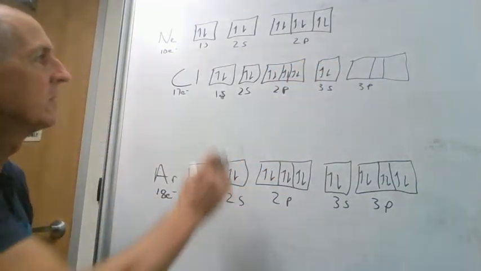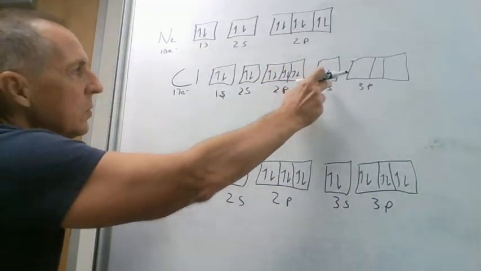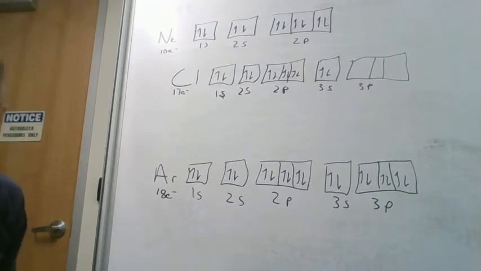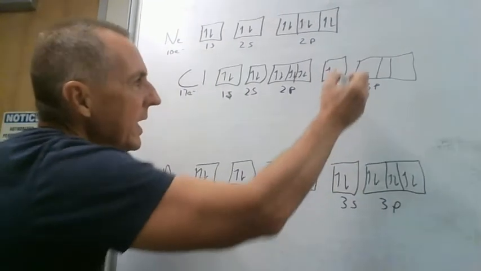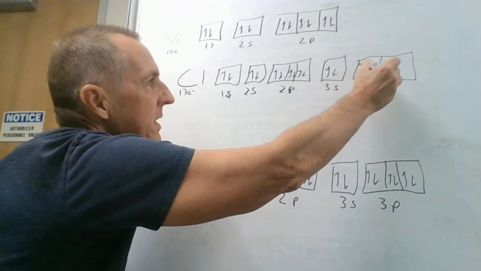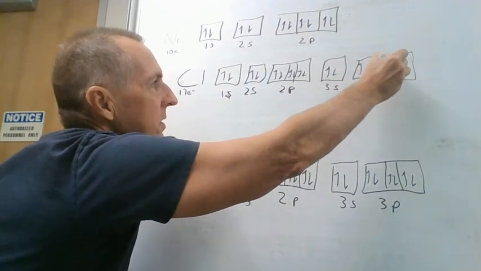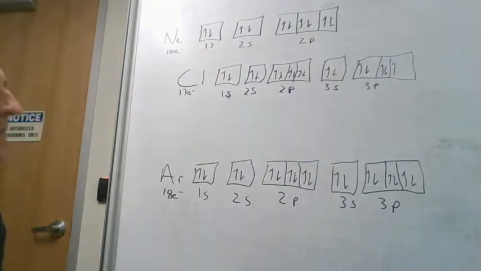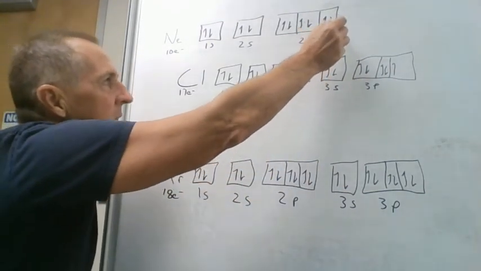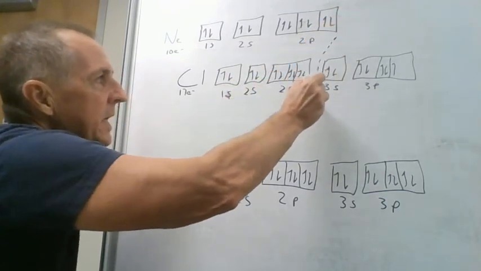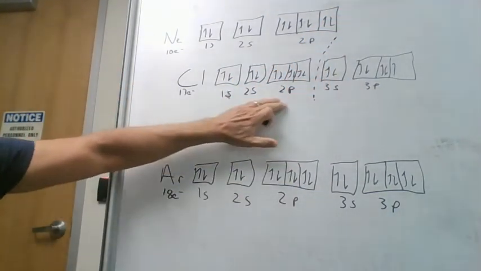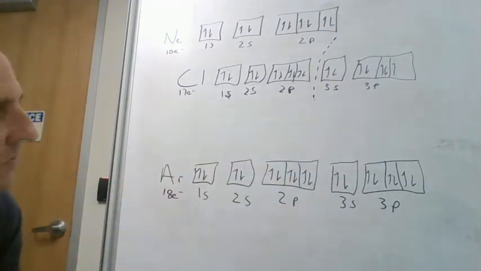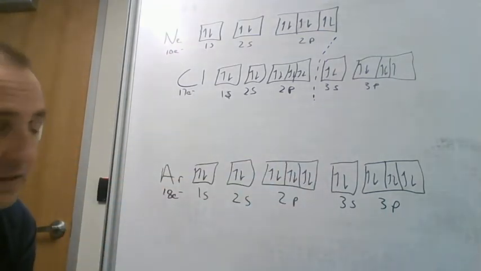That gives us 2, 4, 6, 8, 10, 12, so we still have 5 more electrons to put out. Each degenerate level gets 1 first, and then we have 1, 2 there, and that's our 17 electrons. If we draw a line here, these are our core electrons. Our highest energy level is 3, and those are our valence electrons. So we have 7 valence electrons.